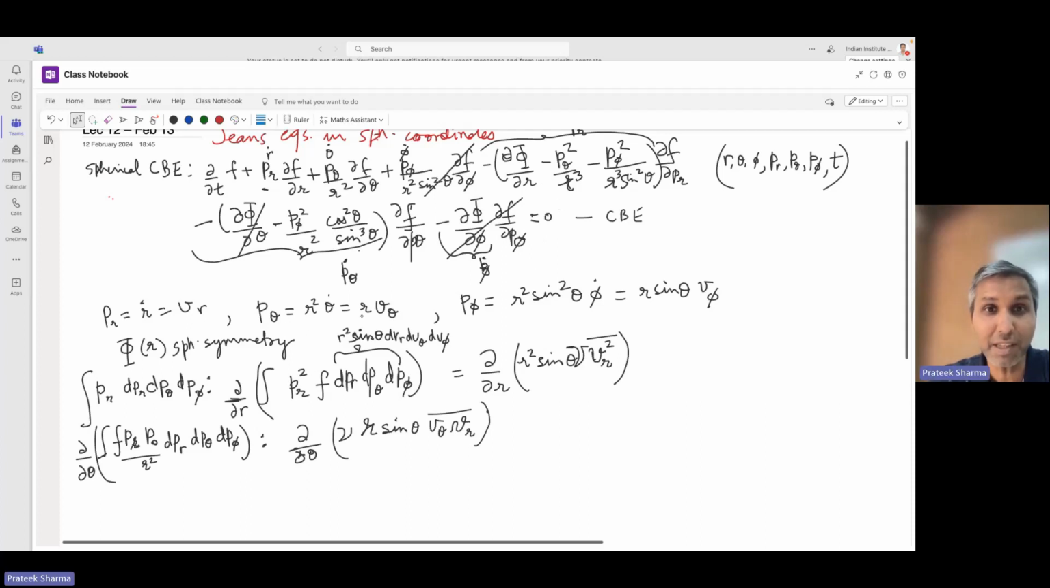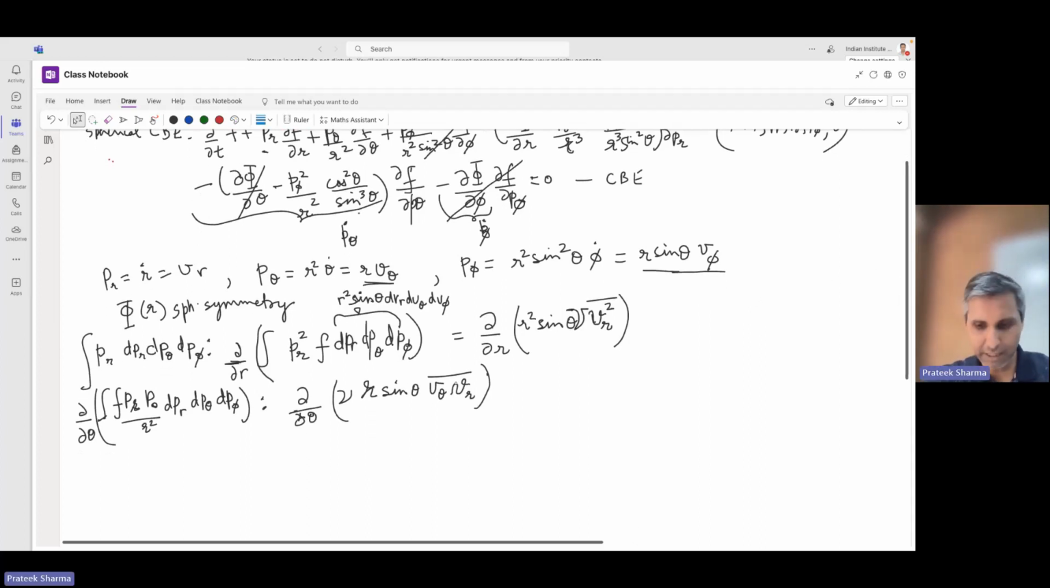Now, p_theta equals r v_theta. This is actually very important. Similarly, p_phi is r sine theta v_phi. This is actually very important. This is the Hamiltonian formalism. Okay, so this is the second term.